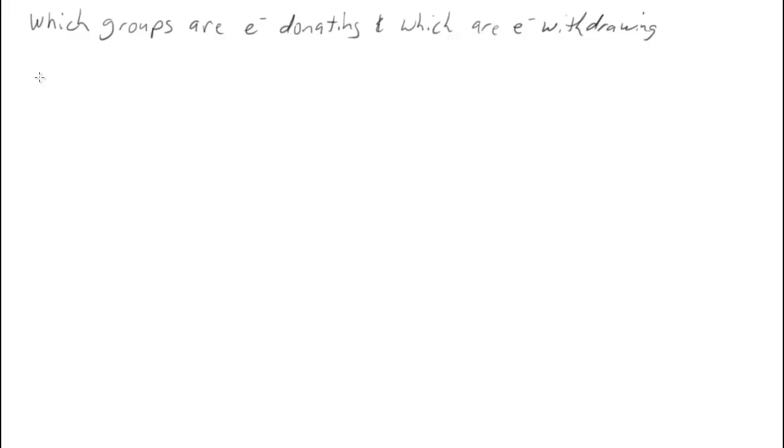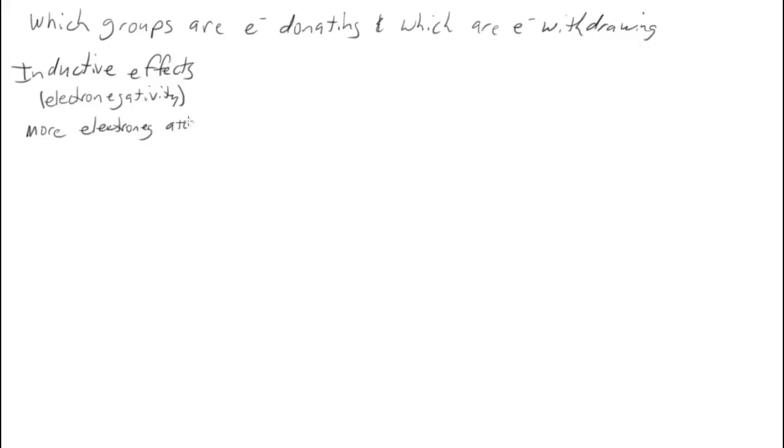So then the next question that we want to ask is, which groups are electron donating and which ones are electron withdrawing? And to determine this, we must consider two things: inductive effects and resonance effects. So we've looked at some inductive effects already. Inductive effects are based on electronegativity. So atoms that are more electronegative than carbon pull electron density away from carbon. Examples are things like N, O, X. X being generic for halogens.